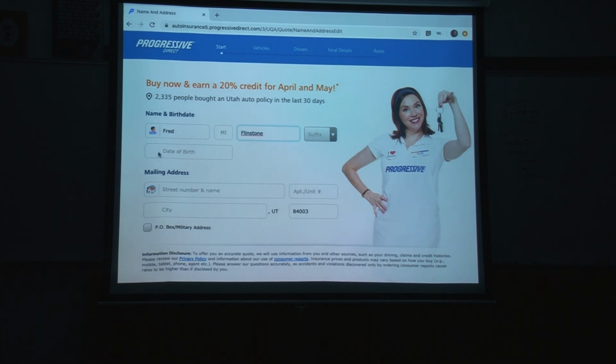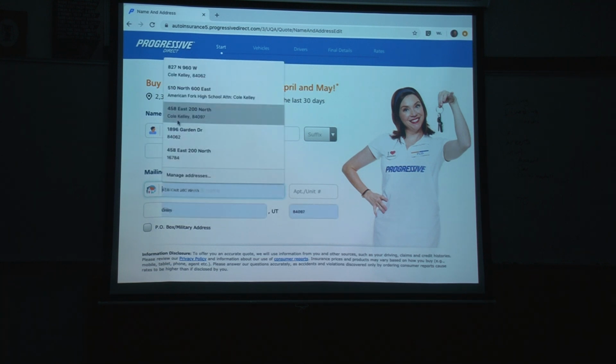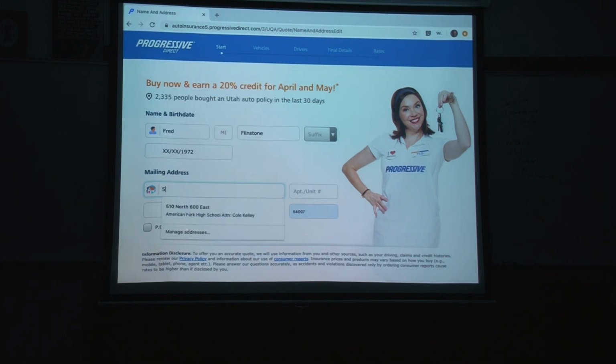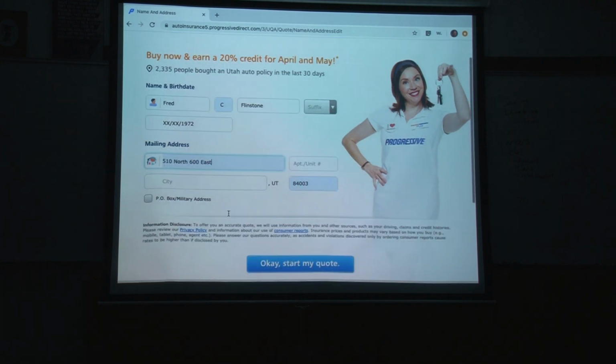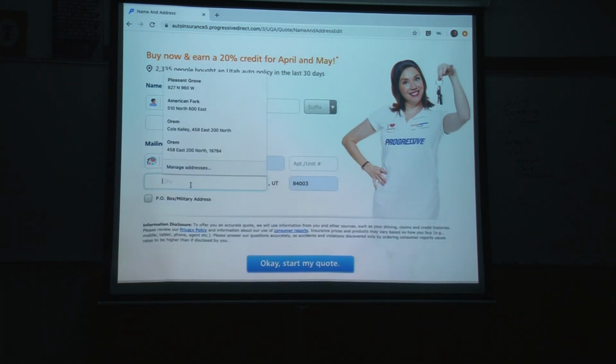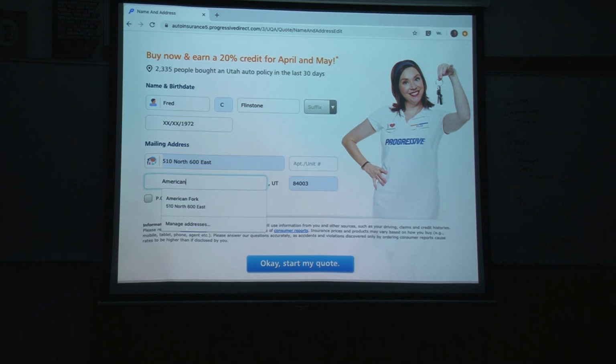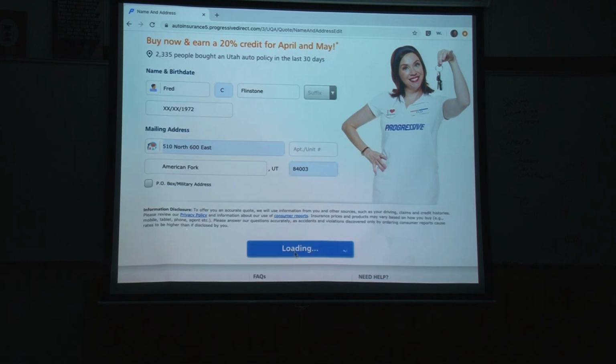Hopefully Progressive is not frustrated with me for putting in Fred Flintstone, but there it is. I put the year of birth, 1972. I always put in the school's address, which is 510 North 600 East in American Fork, Utah. Okay, so we're going to start our quote.